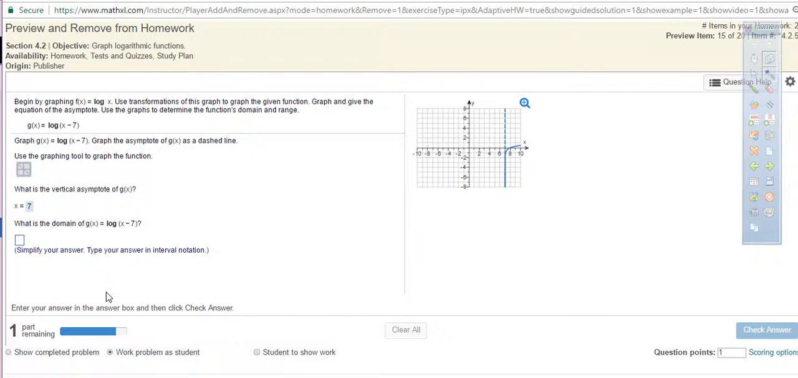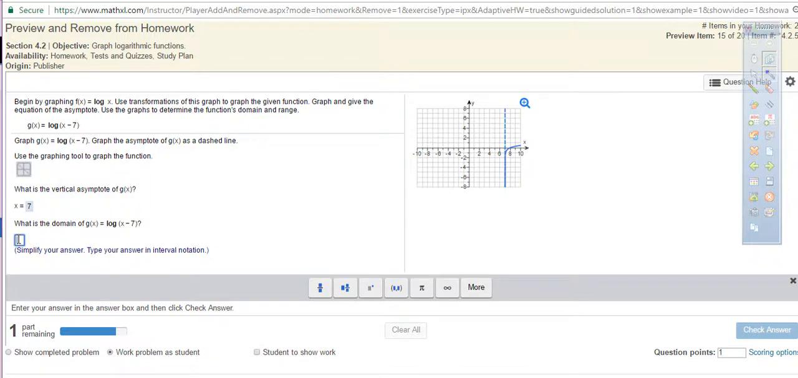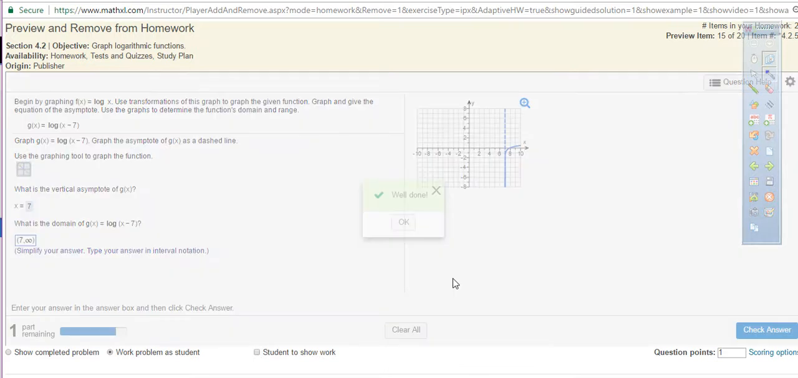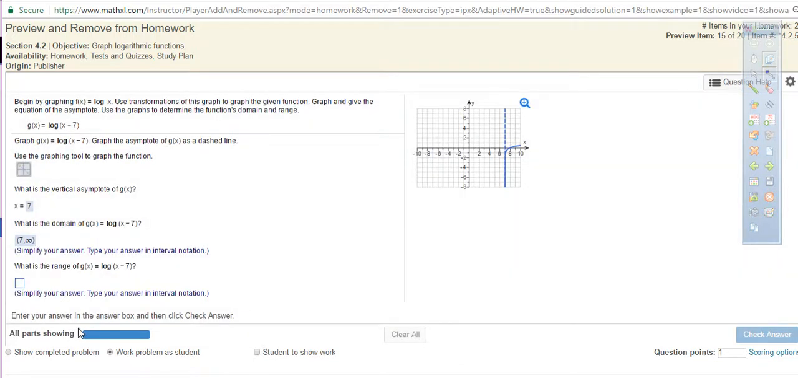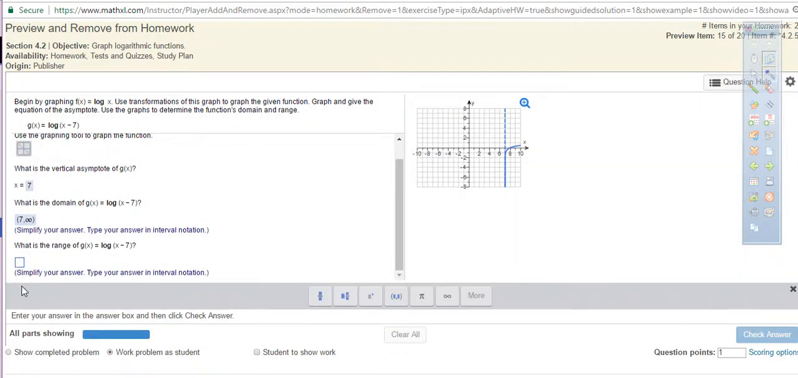It asks you for the domain and range again. So in this case here, remember my asymptote ties in with my domain. So I go from 7 to infinity. And my range, we talked about, in this case here, will always be all real numbers. But if you look at your graph, you should be able to see that. You should be able to see that you go from -infinity, and I'll use my arrows here in just a minute to show you what I'm talking about.